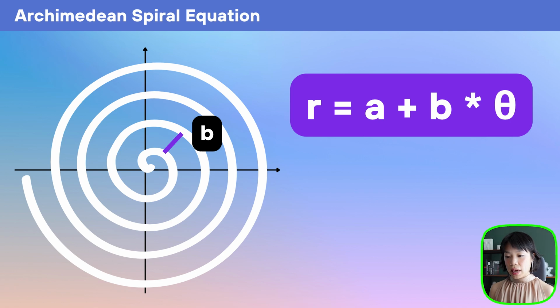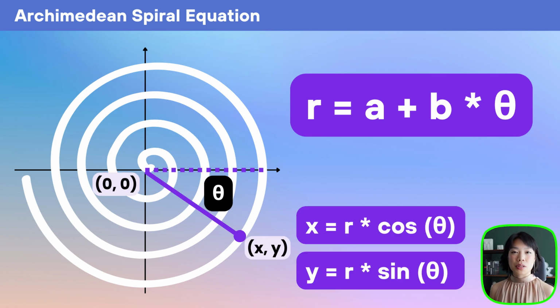And after we get the r and theta, we need to also convert from polar coordinates to Cartesian coordinates, and we're going to use our trusty equation x equals r times cosine of angle, and then y equals r times sine of angle.